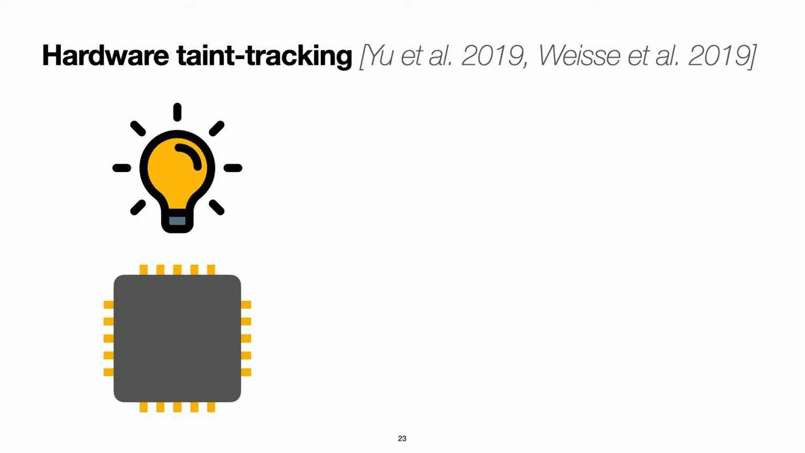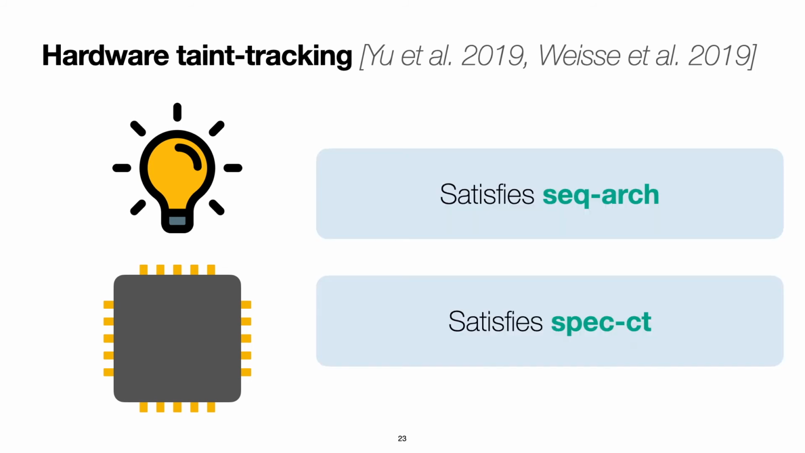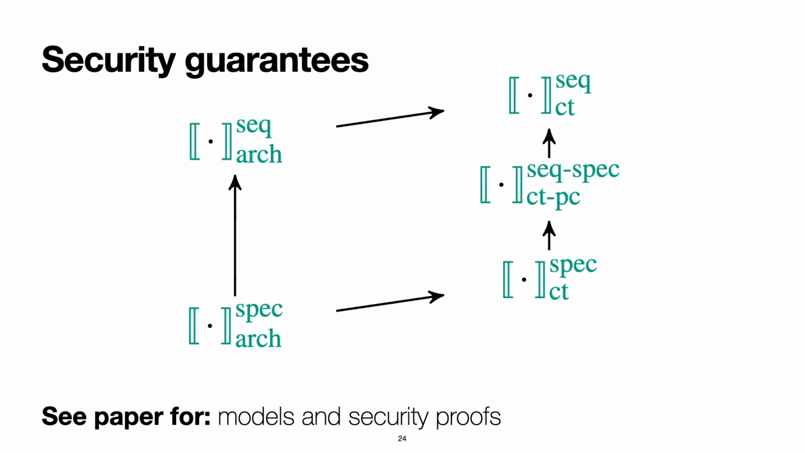So the summary is that while both countermeasures are effective at preventing speculative leaks of speculatively accessed data, they fail in preventing speculative leaks of non-transiently accessed information. As a result, they satisfy the SecArc and the SpecCity contracts. So, this is the high-level overview of our results.